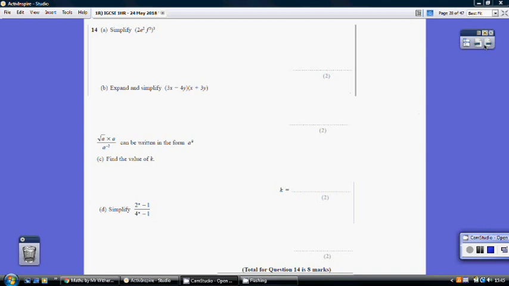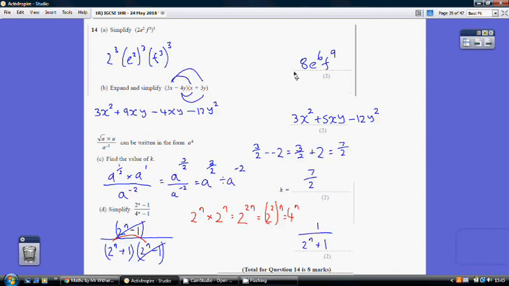Question 14, part A. We want to cube this, so we really want to cube each of these parts. We've got to cube the 2, cube e squared, and cube f cubed. Now 2 cubed is 2 times 2 times 2, which is 8. Remember, when you've got a power inside a bracket and a power outside the bracket, you multiply these numbers together. So 2 3s are 6, so it's e to the power of 6. Similarly, 3 times 3 is 9, so f to the power of 9.